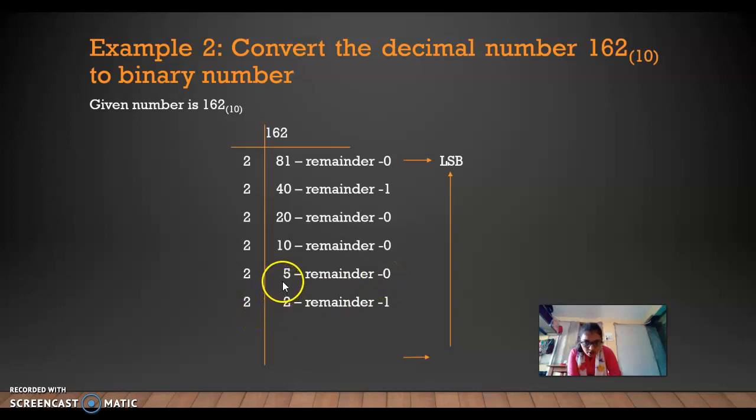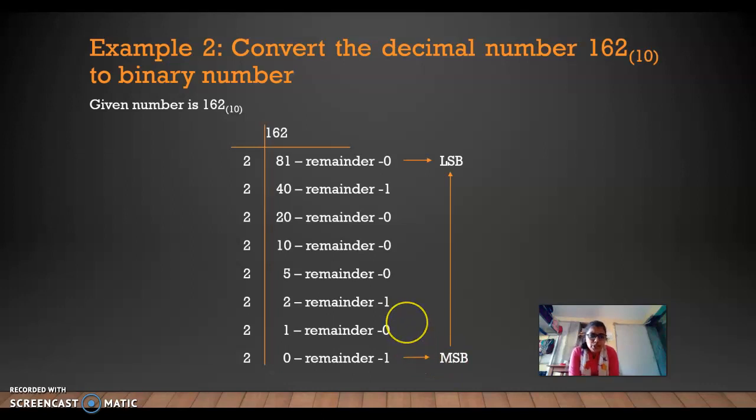2 2s are 4. Remainder is 1. 2 1s are 2. Remainder is 0. Again 2 zeros are 0. Remainder is 1. Let us stop dividing here. The last remainder which we got here is 1. Make it the MSB. Now again write the binary equivalent from MSB to LSB.